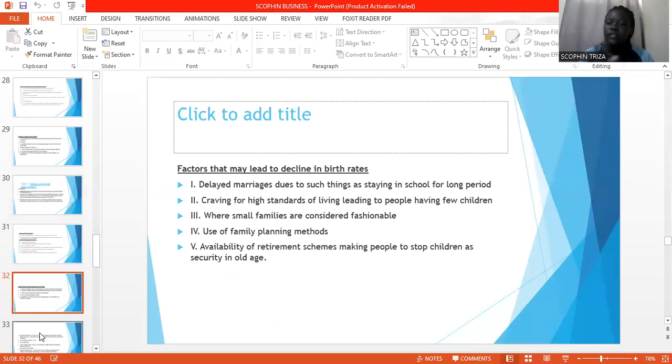Now, some of the factors that may lead to a decline in the birth rates. Number 1, delayed marriages due to such things as staying in school for a longer period. Craving for higher standards of living, leading to people having fewer children, where small families are considered fashionable. Use of family planning methods. Availability of retirement schemes, making people stop seeing children as security in old age because now they have the retirement benefits.